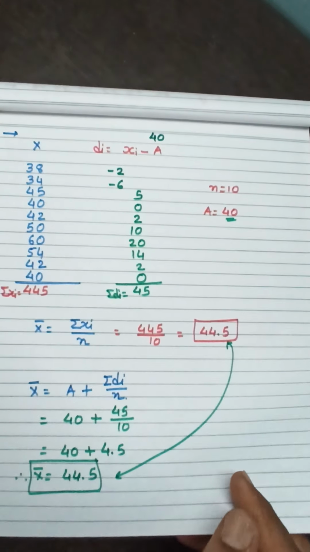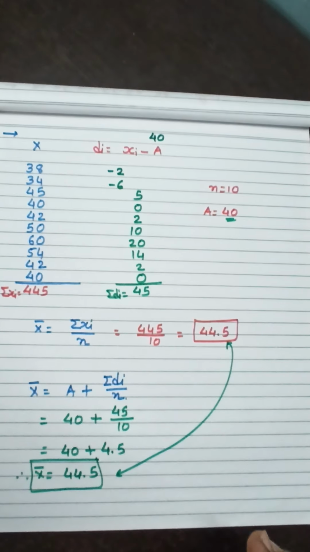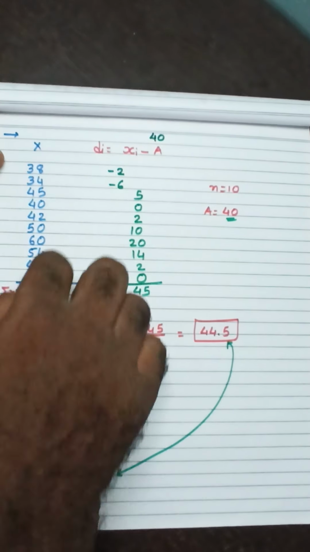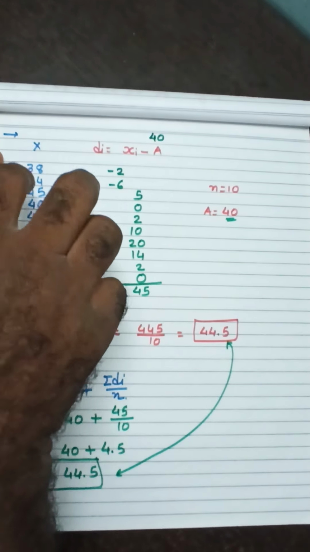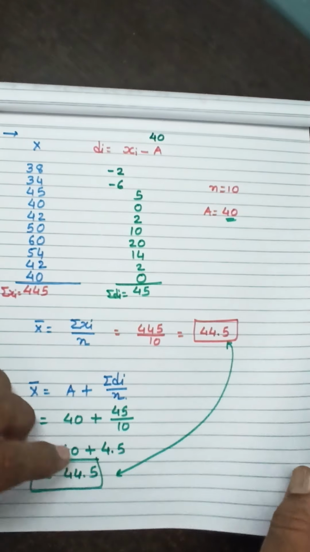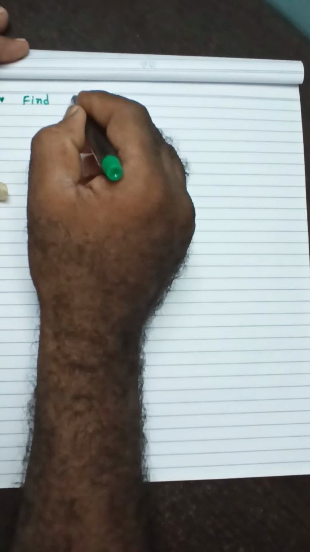Next, we have solved two sums in which only observations, means x, was given. Now, observations and frequencies. Okay. Find mean.